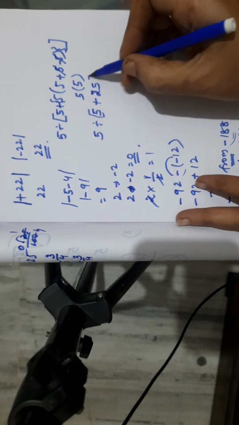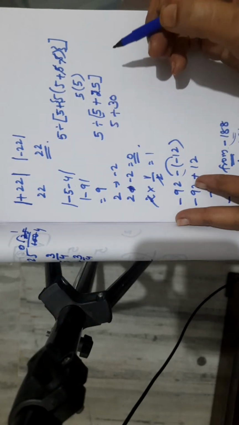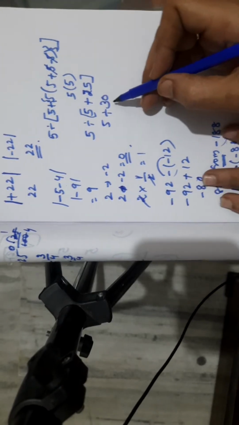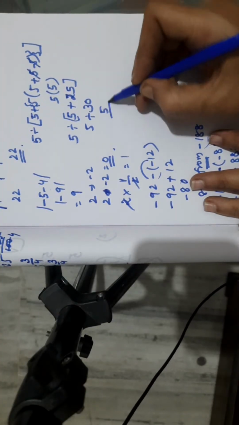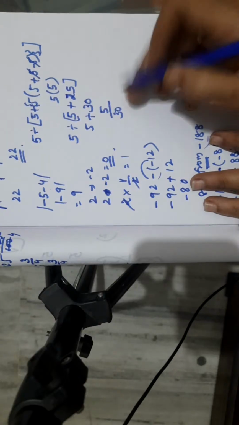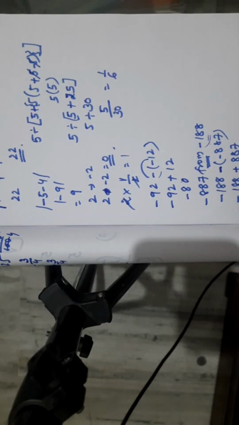So as the bracket is there, you will be adding them first. 30, divided by 5. If the number is in division, don't divide 30 by 5 like that; it will be written as 5 upon 30. Always the second number will come in the denominator. So the answer will be 1 by 6.